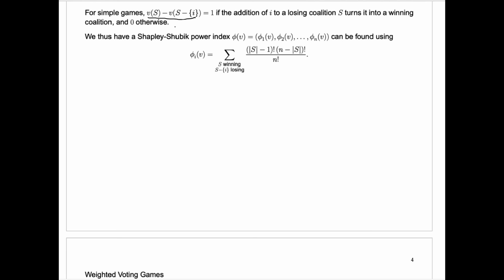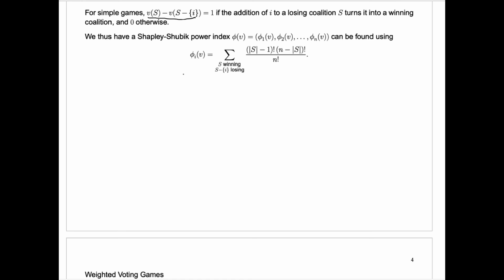That difference is either 1, if there was a losing coalition without player i and a winning coalition now with player i, or it's 0. It's 0 if you already had a winning coalition going in, or if you had a losing coalition and you still have a losing coalition after player i is added. So this quantity is either 1 or 0.